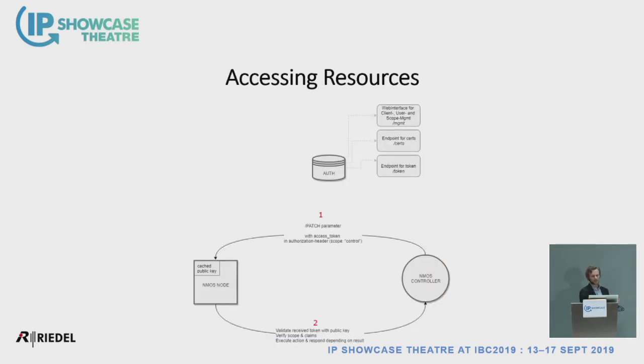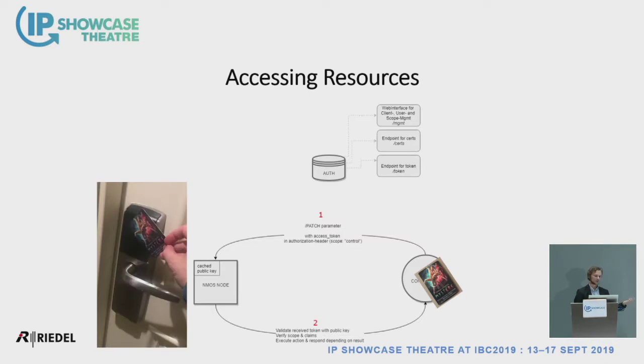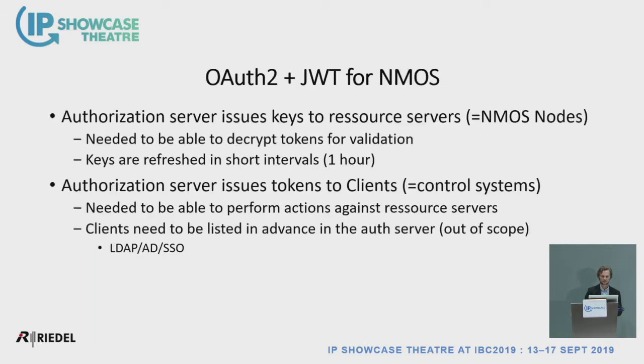Once you have the token, in a broadcast infrastructure, you would log in with your username and password, you get the token, and then the control system can make the IS-05, IS-08 patch requests and send over the token. And it's basically the same with the hotel door. You have to put the token there before it opens, and the NMOS node would then retrieve the token in the patch request, validate it, and then say, okay, I will stop and start, or I don't do it if there's no token or a bad token.